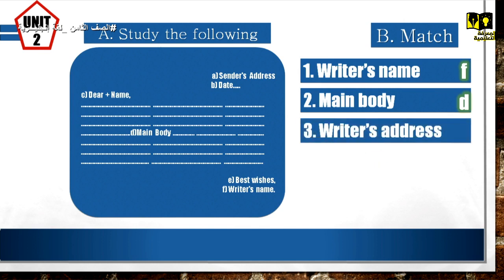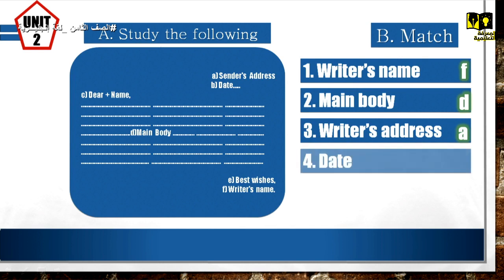Number 3, let's come to number 3, which is the writer's address. Where can we find this in a letter? Where is it? The address is on the top right corner of your paper, which is the sender's address, because the writer is the person who sends the letter. So his address here is the writer's address or sender's address, as in A.